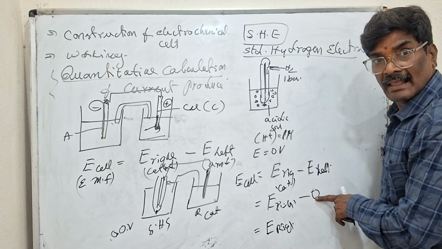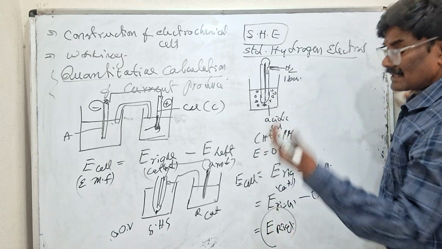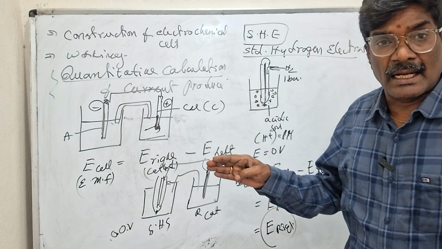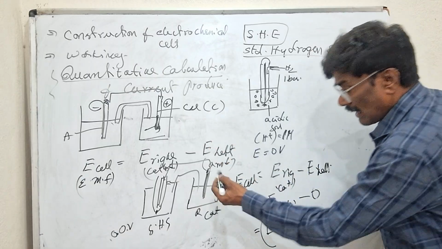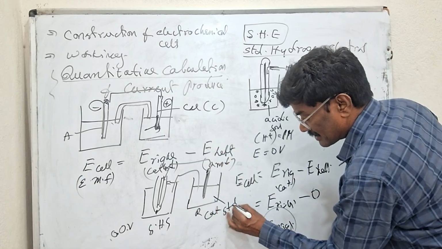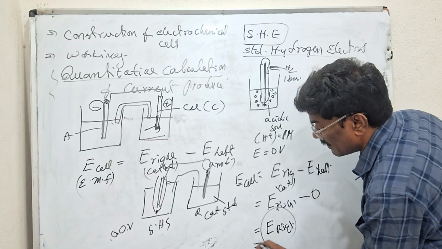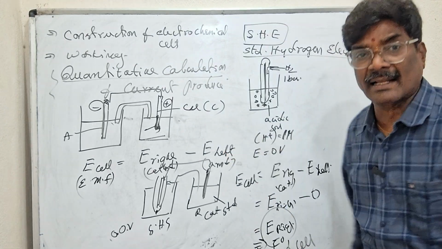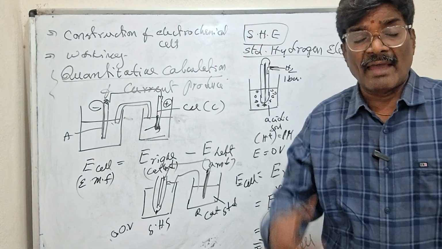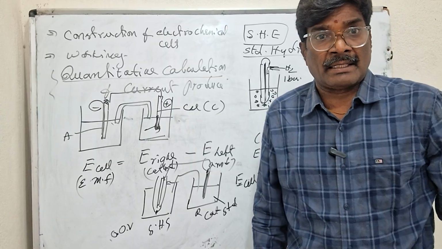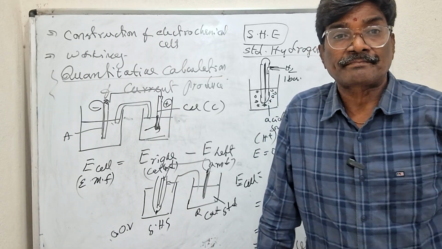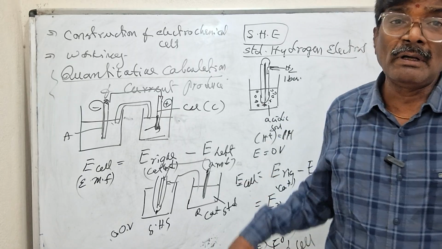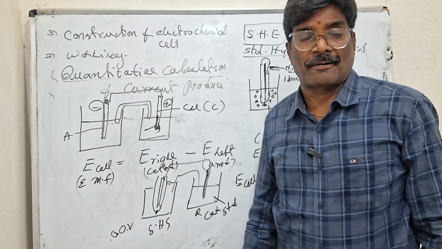Left is always 0, SHE. So E of the right is nothing but the potential of the cell. This is the way to calculate the standard. If you take another cell also at standard conditions, we get E naught of the cell. Standard conditions are given in a list in your NCERT books, a list of these E naught values. These values may be positive or negative. In the case of hydrogen, its value is 0.